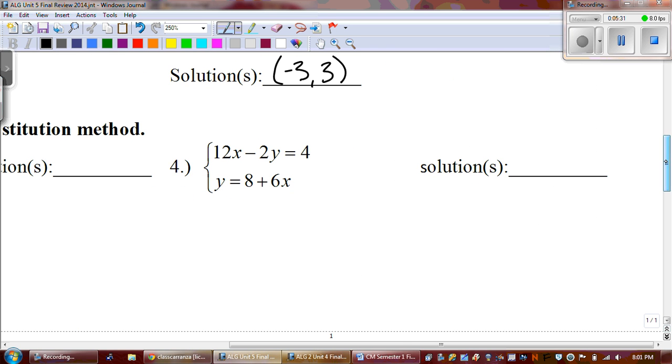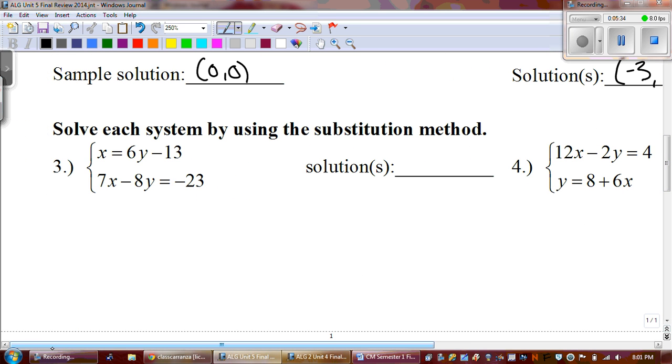All right, next ones is to solve each system by using the substitution method. Whenever we have the substitution method, one of the variables is all by itself, and I'm going to substitute everything in the gray. So we're going to start with the second equation, and everything that's in the gray is going to go inside the box, and that's 6y minus 13. At this step we should only have one variable, and that's the y. We need to distribute.